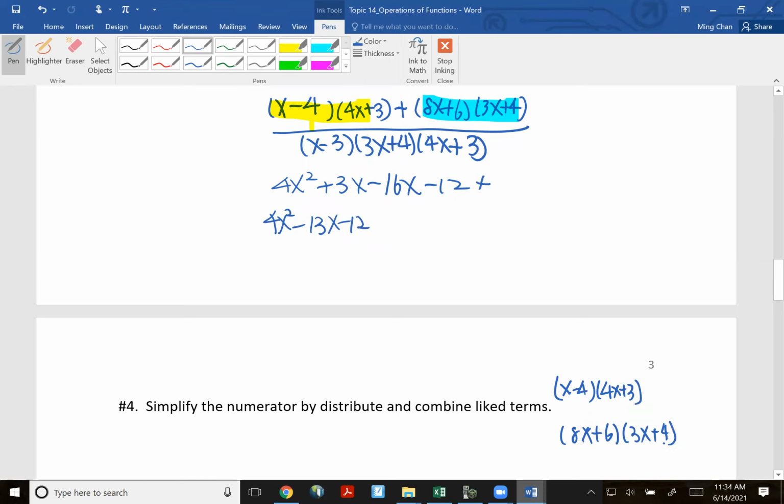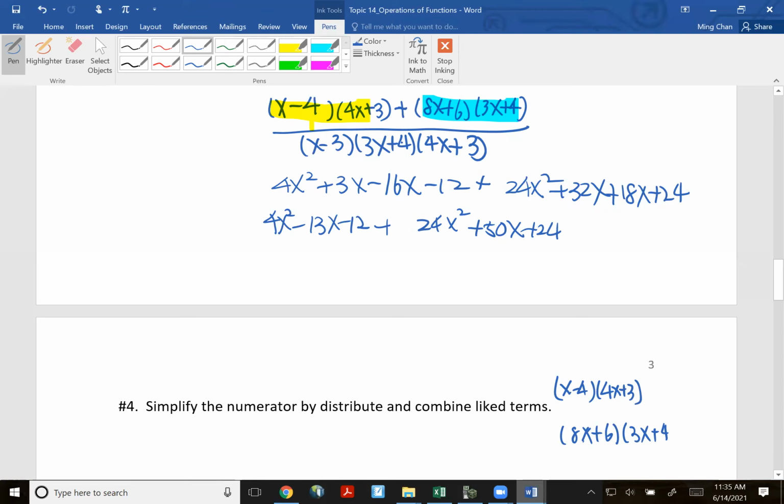Plus. These two multiply together. That's 24x squared. 8 times 4 is 32x. That's 18x. And that should be positive 24. All right, combine like terms. That should be 24x squared plus 50x plus 24. All right, so the two multiplied together is this.